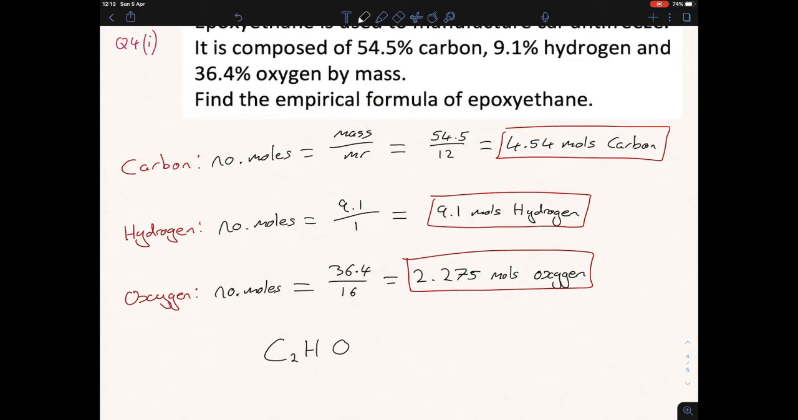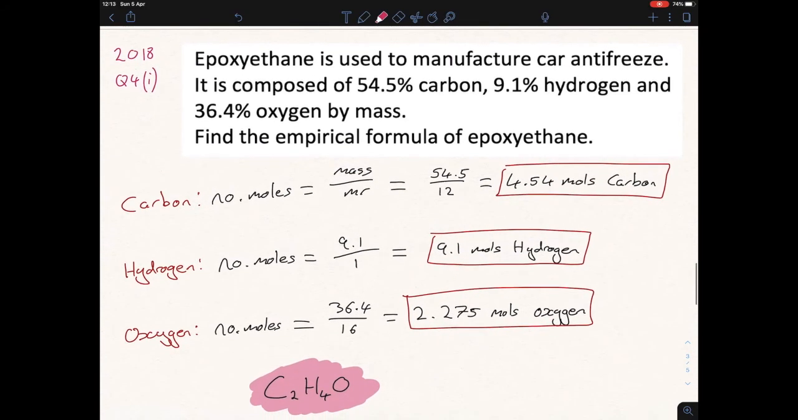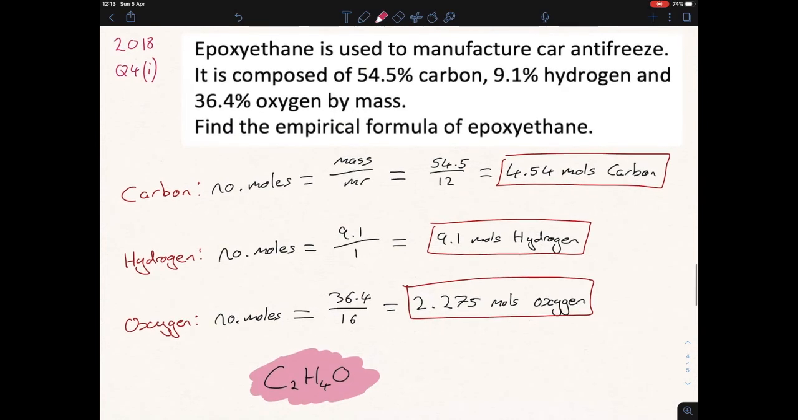Next, how many times does it go into 9.1? 9.1 divided by 2.275 equals 4. So we have 4 hydrogens. And that's our answer. You can see that it actually wasn't much different to what we've been doing before. It was just that at the very beginning you were given something that you had not seen before, with percentages, and students just said, oh no, can't do this. But in actual fact, it's the same as we've always been doing.